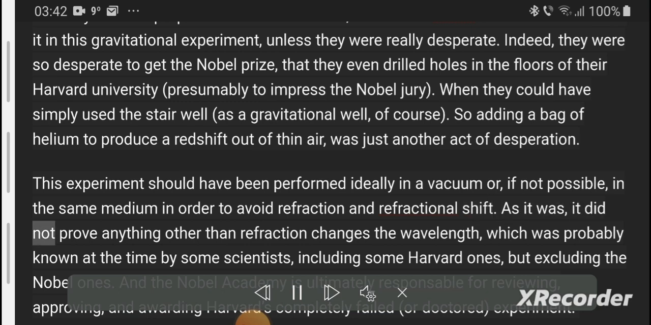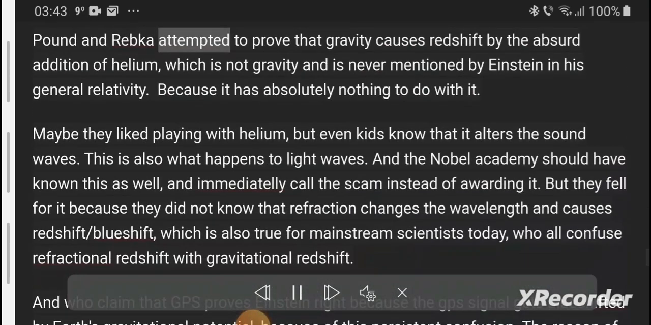As it was, it did not prove anything other than that refraction changes the wavelength, which was probably known at the time by some scientists, including some Harvard ones, but excluding the Nobel ones. And the Nobel Academy is ultimately responsible for reviewing, approving, and awarding Harvard's completely failed, or doctored, experiment. Pound and Rebka attempted to prove that gravity causes redshift by the absurd addition of helium, which is not gravity and is never mentioned by Einstein in his general relativity. Because it has absolutely nothing to do with it.